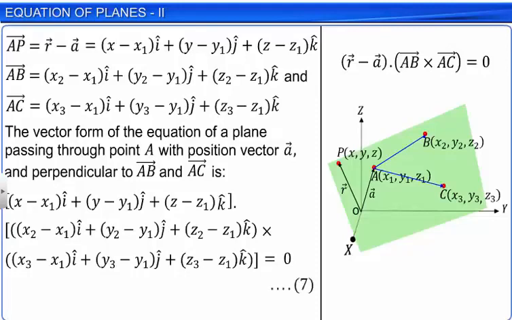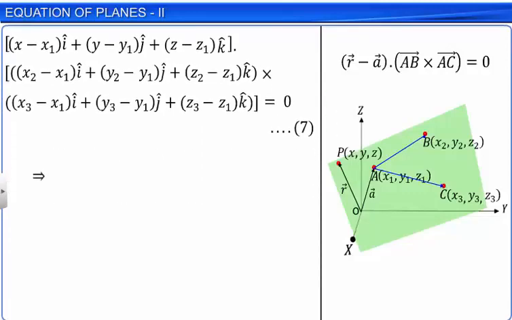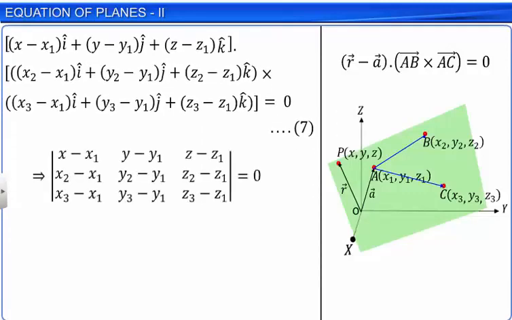Converting equation 7 into a determinant, as shown here, we get the Cartesian form of the equation of a plane passing through 3 non-collinear points A, B and C with the given coordinates.